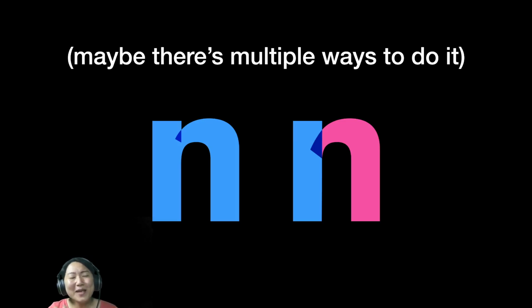And then also maybe there's multiple ways to do it. So here on the left side is an N where I'd have an overlapping corner in terms of Bezier points. But on the right side, there are two separate shapes that are being overlapped. And both ways are valid ways to do it. And so there are multiple ways of doing the exact same thing, but just make sure that you're always trying to create your designs in the most efficient way possible.